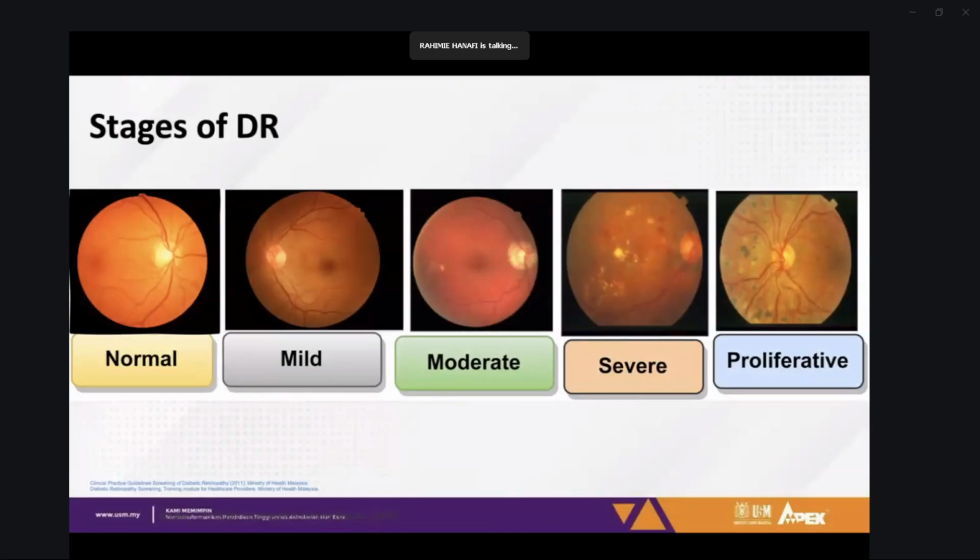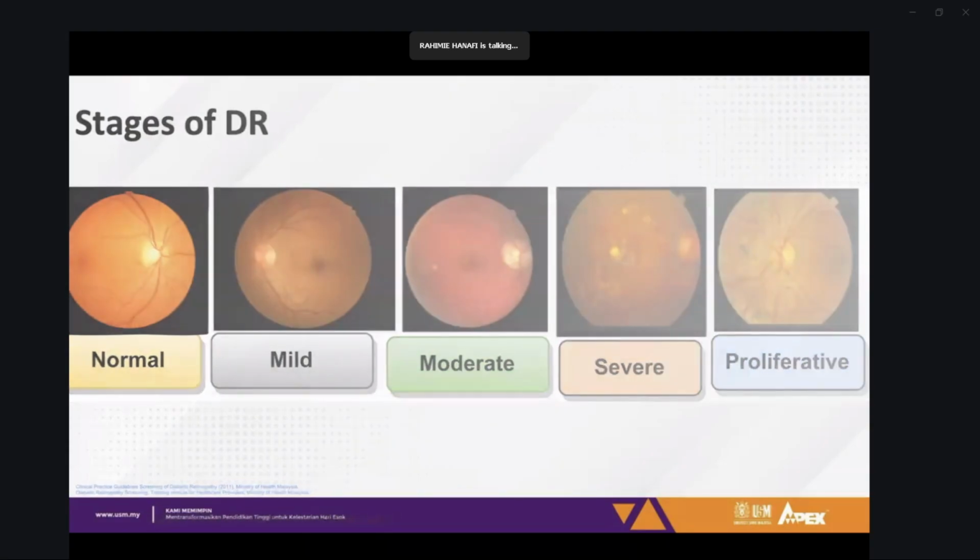This is the stages of DR. Why do we need to have stages of DR? This is to improve communication between ophthalmologists and primary healthcare providers in managing patients with diabetes. So this international clinical disease severity scale was developed for diabetic retinopathy and also diabetic macular edema.